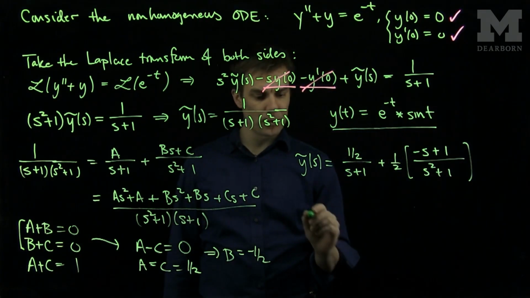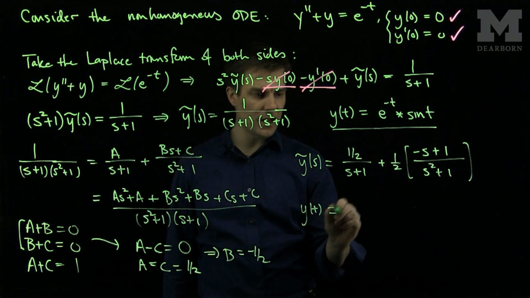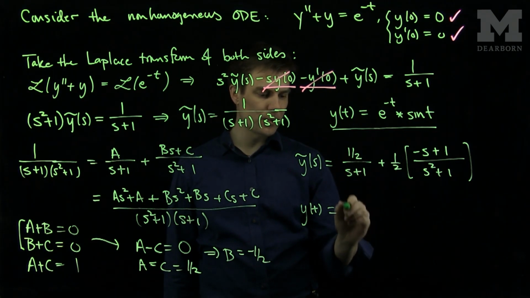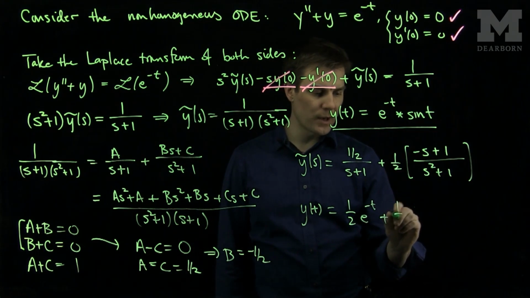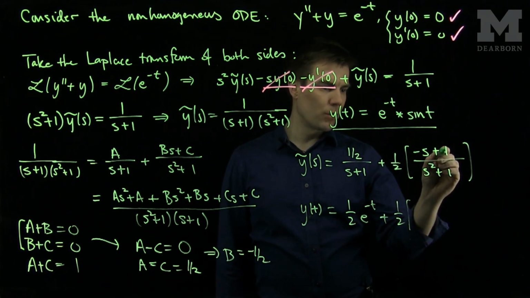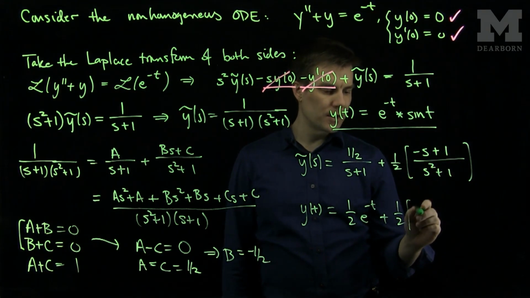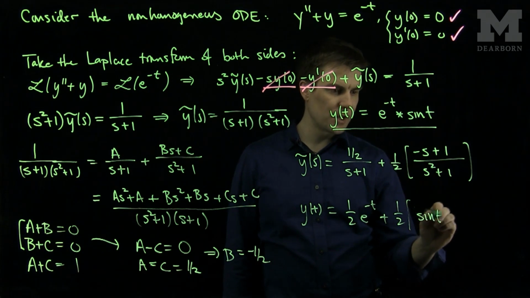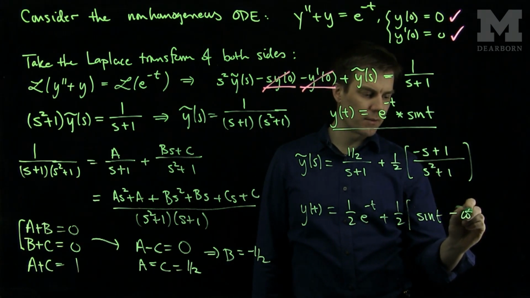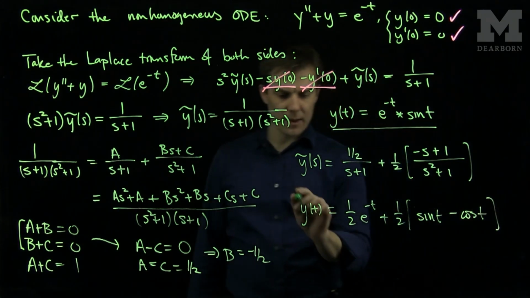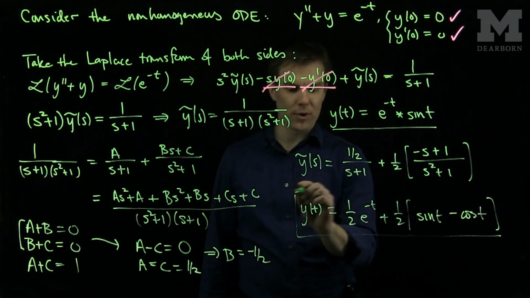And from this we can simply do the inverse transform. We have that y of t, the inverse transform of 1/2 over s plus 1, is 1/2 e to the negative t. And then I have a 1/2. The inverse transform of 1 over s squared plus 1 is equal to sine, so that's going to be a sine of t. And then negative s over s squared plus 1 comes from negative cosine. So I'll have a negative cosine of t, and this is the solution of my initial value problem.